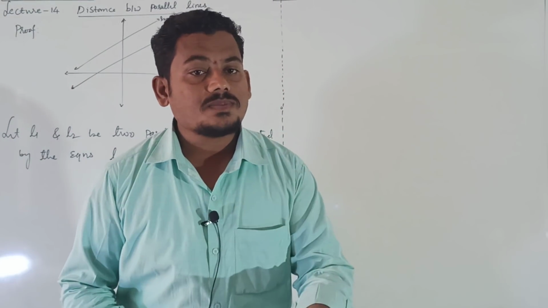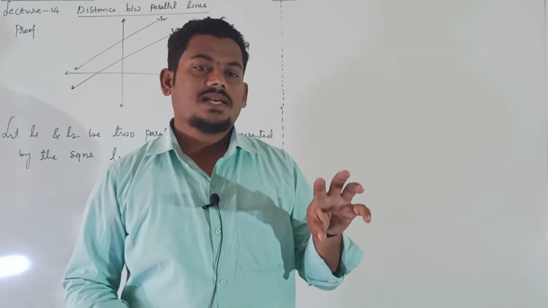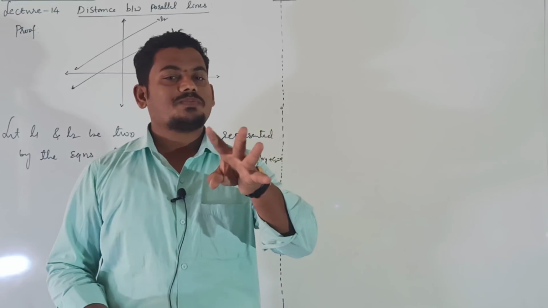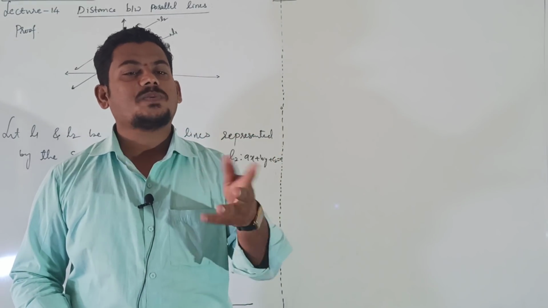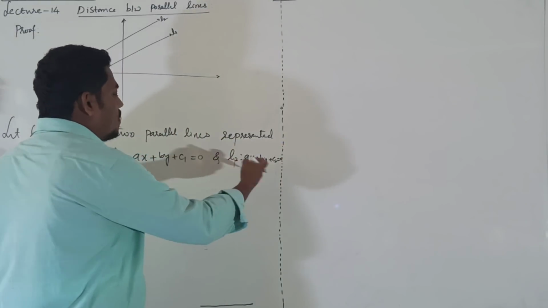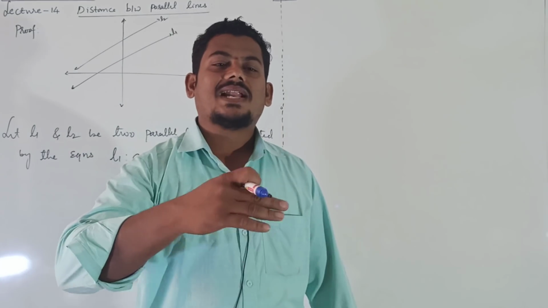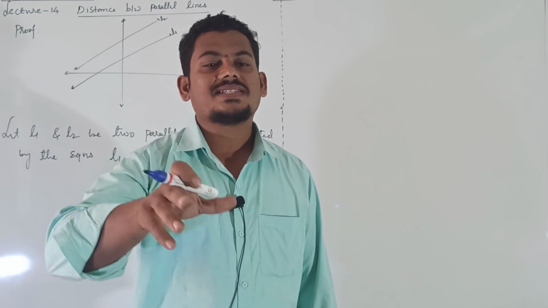If the constant terms are also the same, then what happens? Clearly the lines are coinciding. If the constant term is also the same, both lines coincide, then the distance between them is 0, right? If C1 equals C2, then what happens? Clearly the lines are overlapping, meaning coinciding lines.